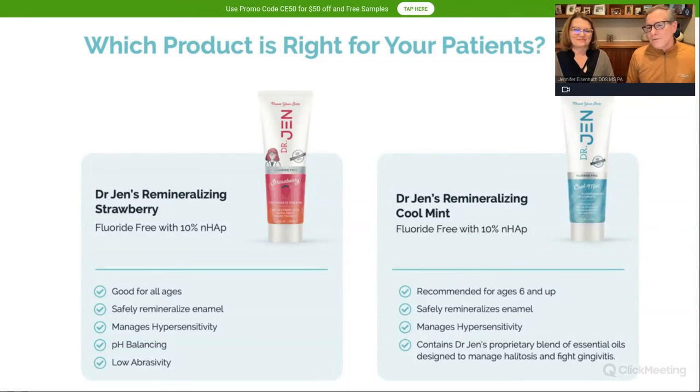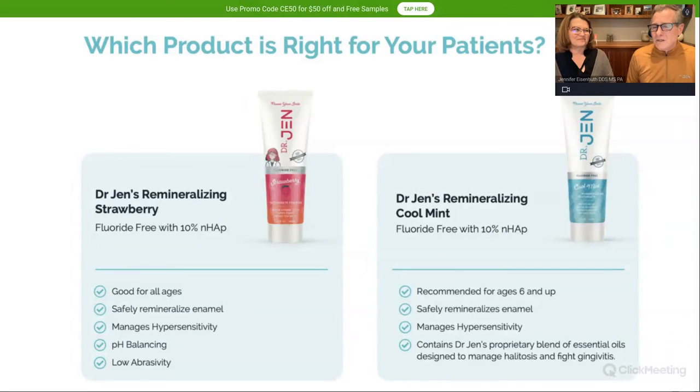So if you want fluoride and you just want higher levels of remineralizing, nano hydroxyapatite combined with fluoride is a great alternative to high prescription fluoride. We have a product called the superpaste. It has fluoride in it. Jennifer doesn't recommend it for children that are too young to spit.